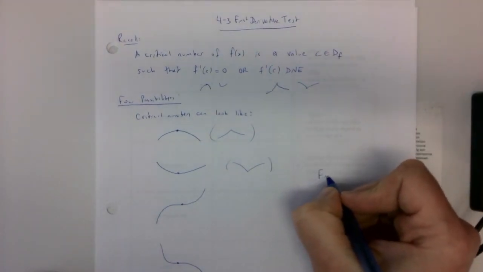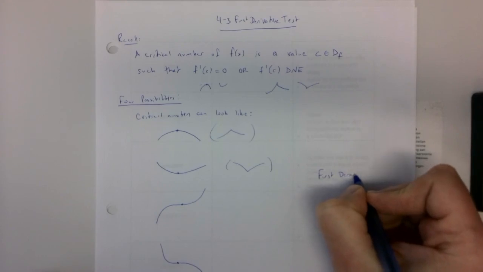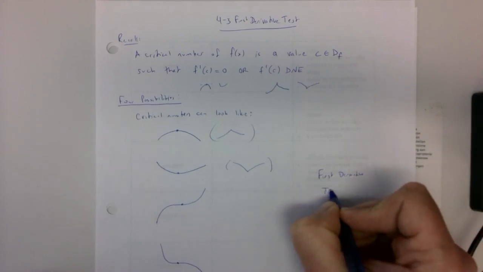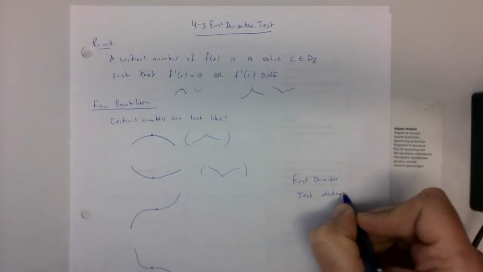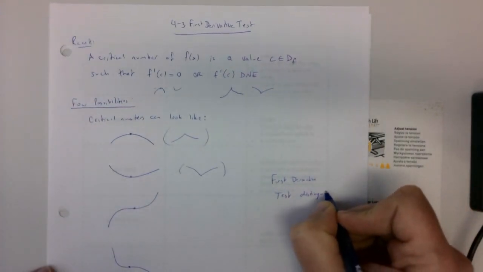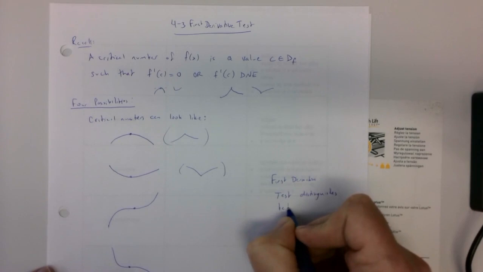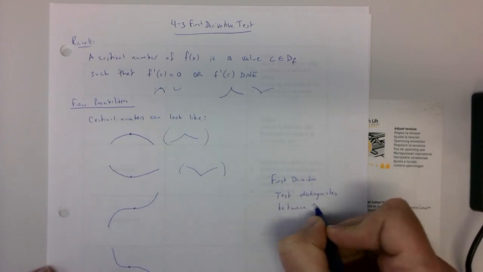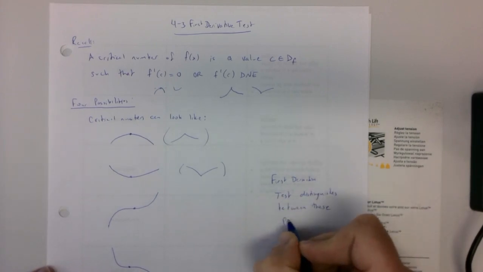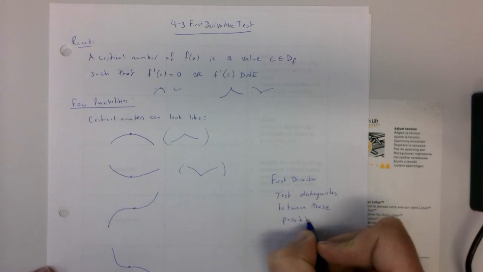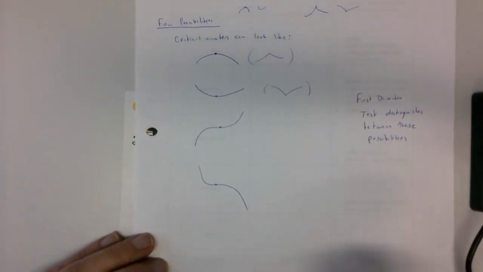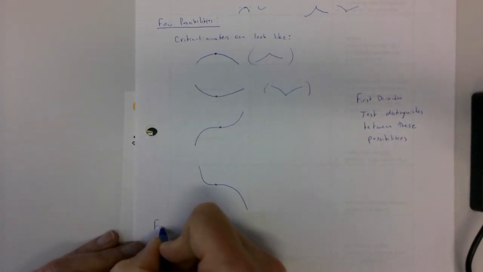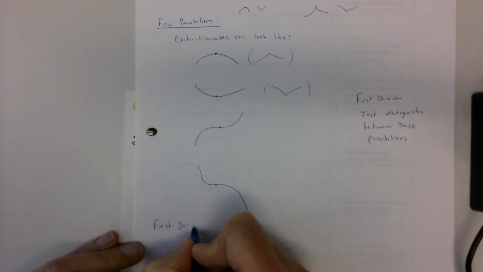So the first derivative test distinguishes between these possibilities. Okay, so let's see how it does that. So here is the test.